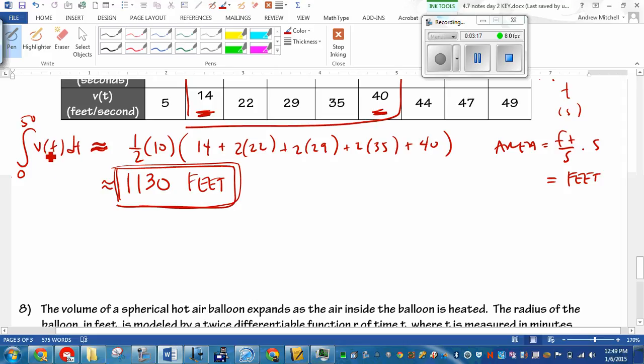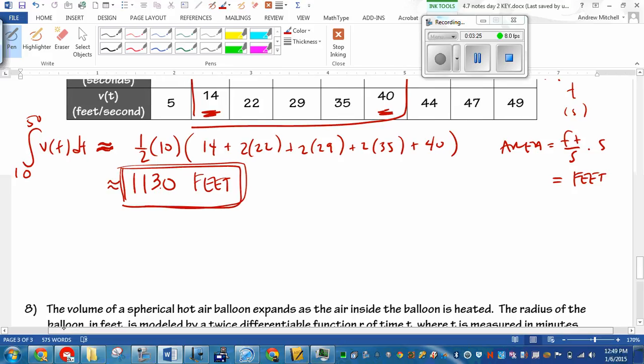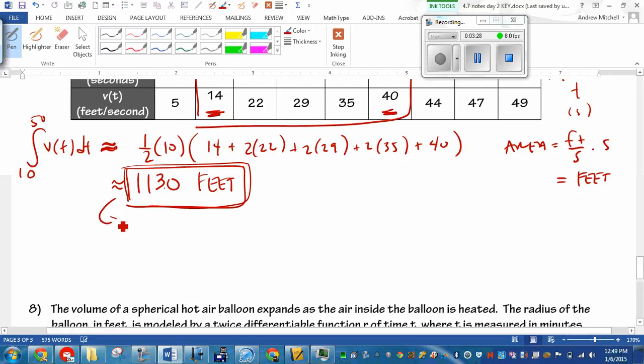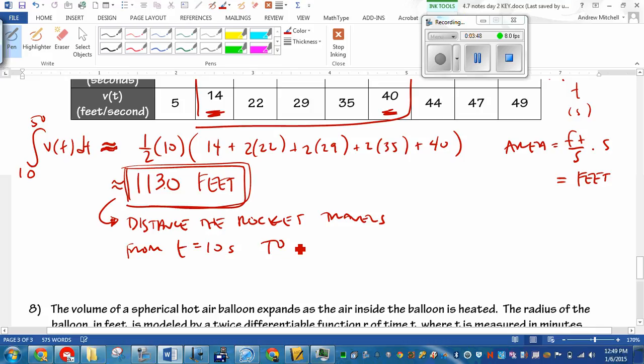Well, this definite integral is telling us the distance that the rocket has traveled in this time period, from 10 to 50. So 1,130 feet is the distance the rocket travels from t equals 10 seconds to t equals 50 seconds. So in that 40-second time span, the rocket travels 1,130 feet.